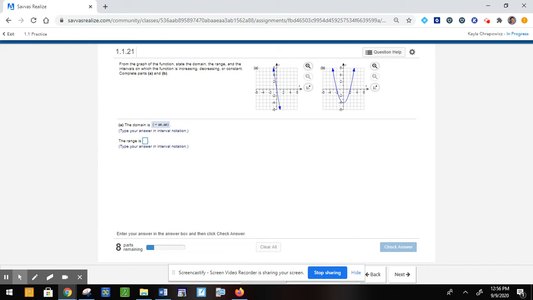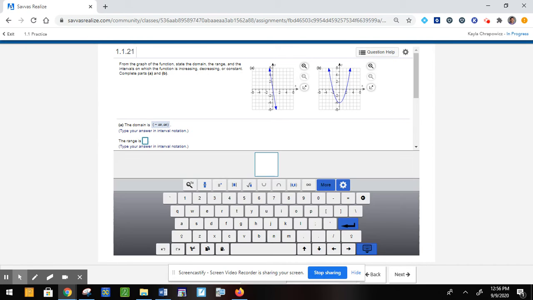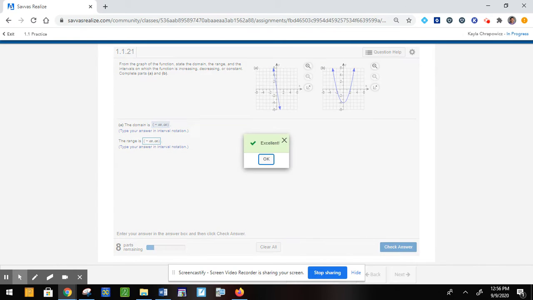The range for that line: it's going up forever, it's going down forever. So the range is also all real numbers. So it would be negative infinity and infinity.